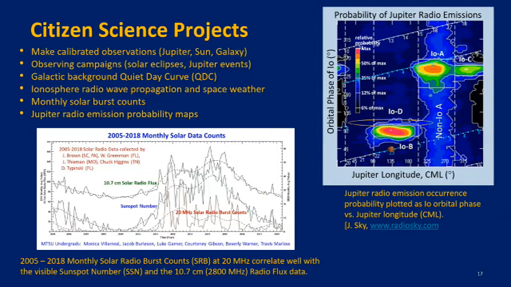So one of our NASA collaborators is an ionospheric physicist, and he's the one that wrote the paper on the terrestrial propagation and trying to understand how the ionosphere behaves as the radio waves propagate through it.